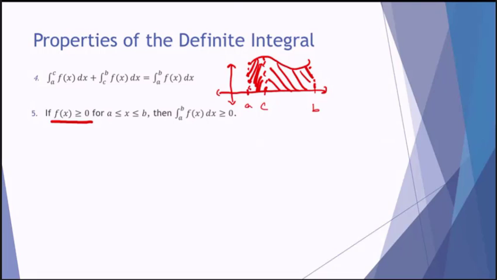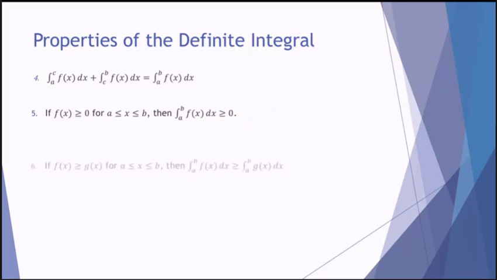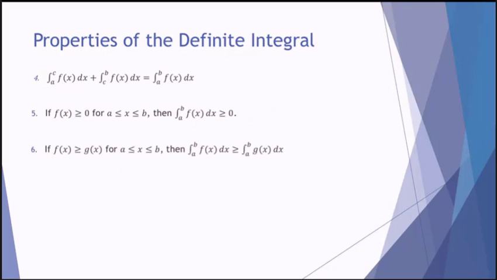Well, in that case, remember what the integral from a to b on f of x dx represents. It represents your area under the curve f of x from a to b. And in that case, if your function's above the x-axis, then the area that results must be positive. Again, if you just kind of equate it to the graphs that we've been discussing, the properties tend to make a little more sense. The next one says that if f of x is greater than or equal to g of x for a less than or equal to x less than or equal to b, then the integral from a to b on f of x dx is greater than or equal to the integral from a to b on g of x dx.